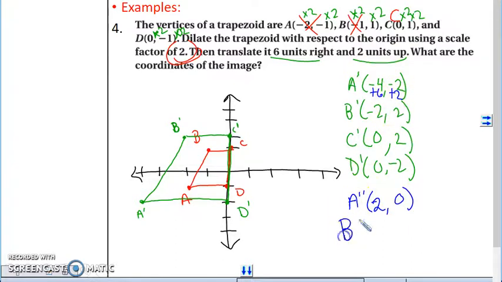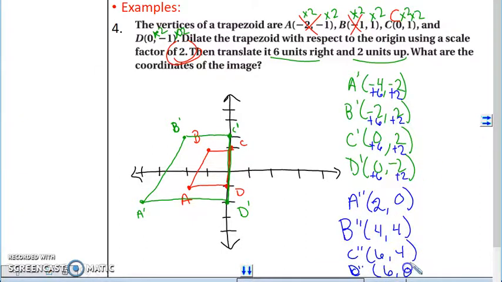Okay, B, second image, plus 6, not the same sign, find the difference, keep the positive because 6 is further from 0, so plus 6, plus 2. C, second image, plus 6, plus 2. D, second image, 6, comma, 0. All right, I'm going to pause my video. I'm going to graph this one.